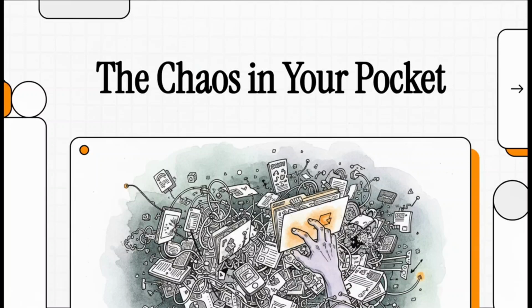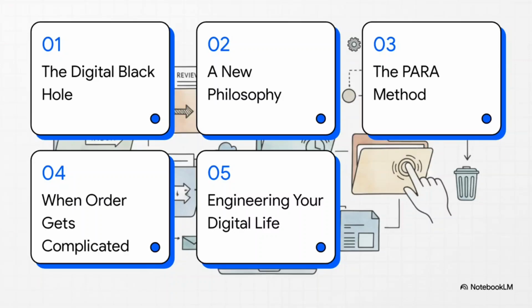Have you ever had that moment, that little shot of panic when you know a file is on your phone, but it's just gone? Vanished into some digital black hole? Well, today we're diving into why that happens. Why the whole file folder system we've used for decades is fundamentally broken, and what on earth we can do about it.